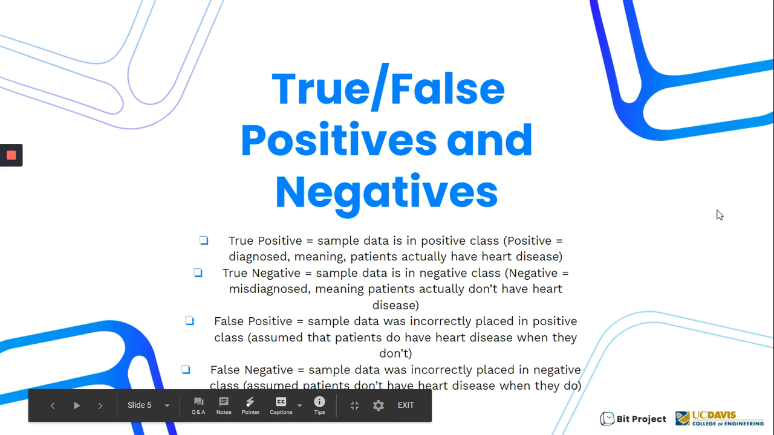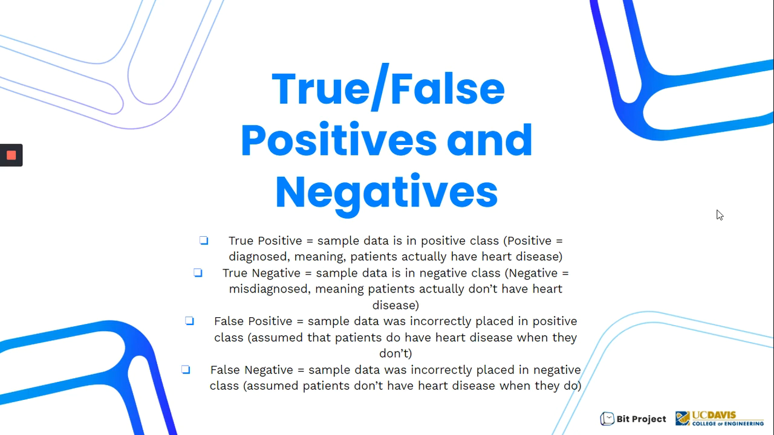So in terms of explaining the morality behind these concepts, we should understand what true and false positives and negatives are. A true positive is when the sample data is actually in the positive class. In our case, we assume that the positive class is if the patient is actually diagnosed, meaning that if it's in the true positive class, the patient actually does have heart disease. The true negative is when the sample data is actually in the negative class. In our case, negative really means not diagnosed, meaning that patients actually don't have heart disease, so they're all good to go and they can go back to their families.